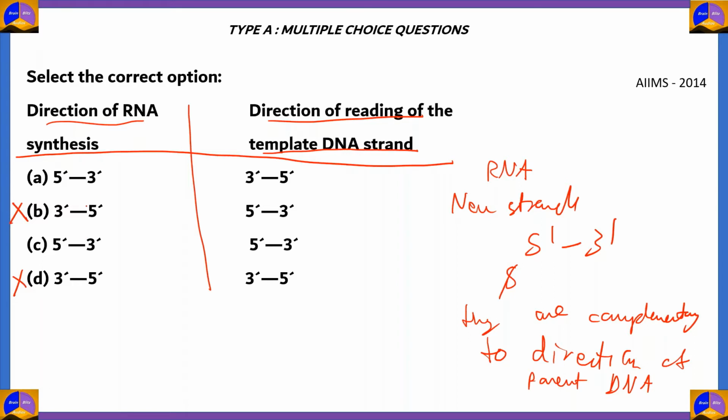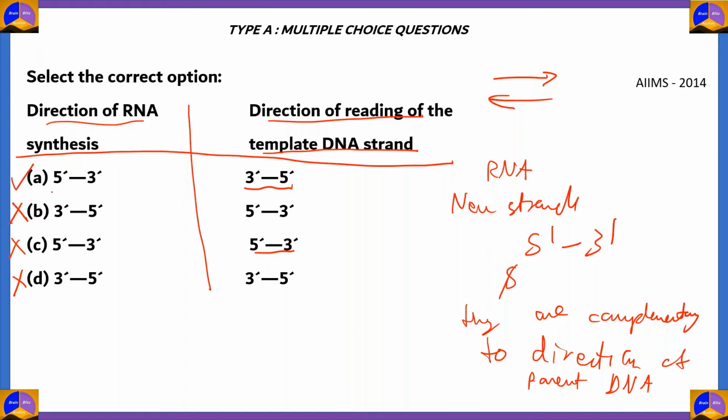Now, among the two given options, A and C, which have the direction of RNA synthesis as from 5' to 3', let's look at the second column. One of them says 3' to 5', and another one still says 5' to 3'. When you look at our first law, you see that they have to be complementary to the direction of the parent DNA, anti-parallel to each other. The template DNA is anti-parallel to the RNA formed. So therefore, option A will only be the right option.